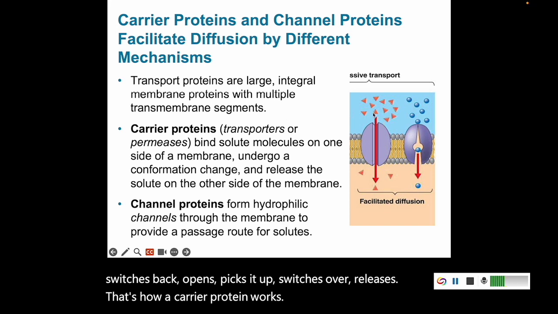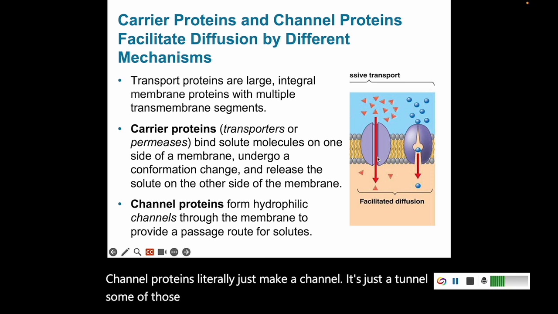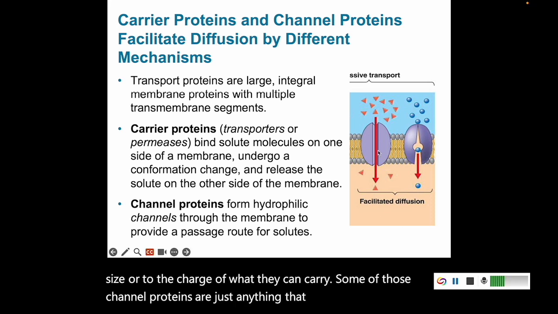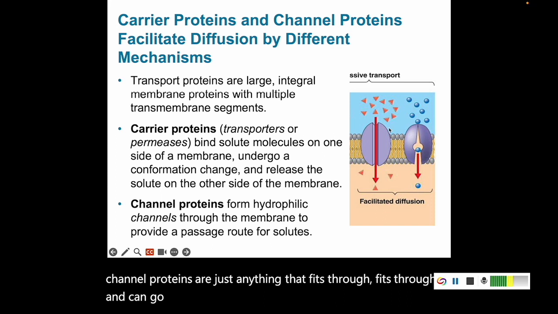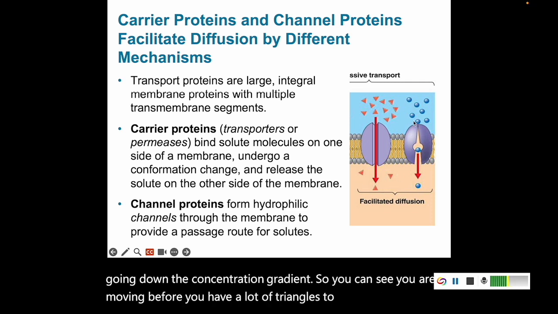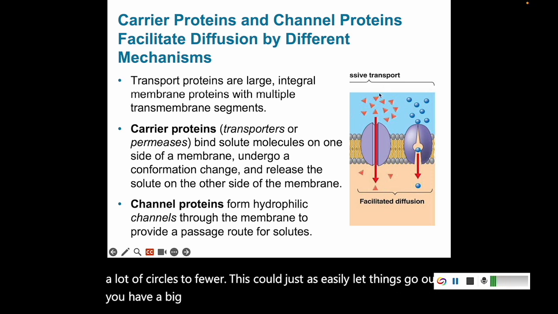Channel proteins literally just make a channel. It's just a tunnel. Some of those tunnels are going to have specific limits to their size or to the charge of what they can carry. Some of those channel proteins are just anything that fits through and can go through. But again, both of these are going to be going down the concentration gradient. So you can see you are moving from where you have a lot of triangles to fewer, where you have a lot of circles to fewer. This could just as easily let things go out if you have a big accumulation inside the cell.